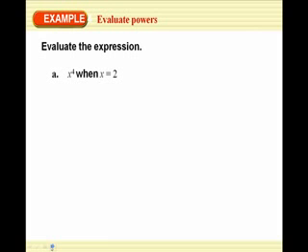Example number 4, evaluating the powers. Evaluate means that you're coming up with that answer. You want to find the value of something. So right here they give us x to the 4th when x is 2. So we substitute in. We go 2. It would be 2 to the 4th, which means 2 times 2 times 2 times 2. And evaluate means find it. So 2 times 2 is 4, times 2 is 8, times 2 is 16. I just draw those lines so I keep track of my 2's and I don't leave any of them out. So 2 to the 4th power is 16.